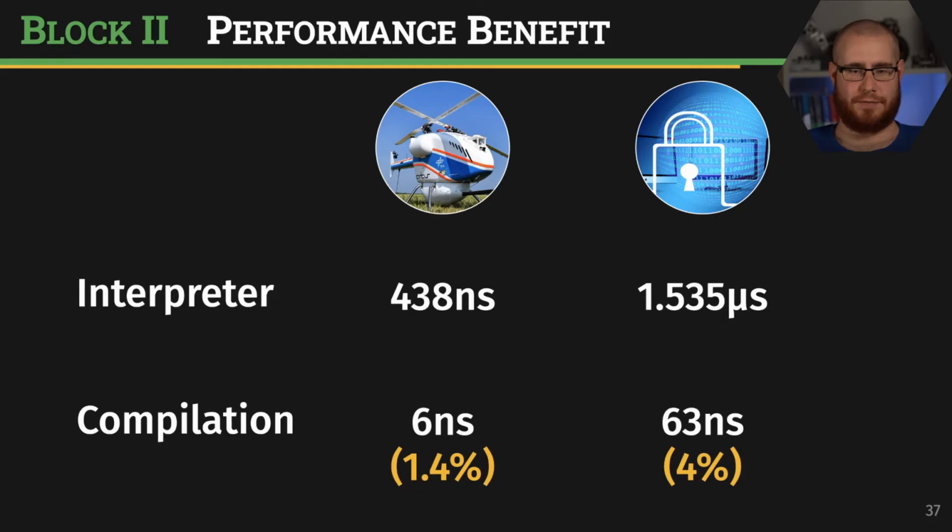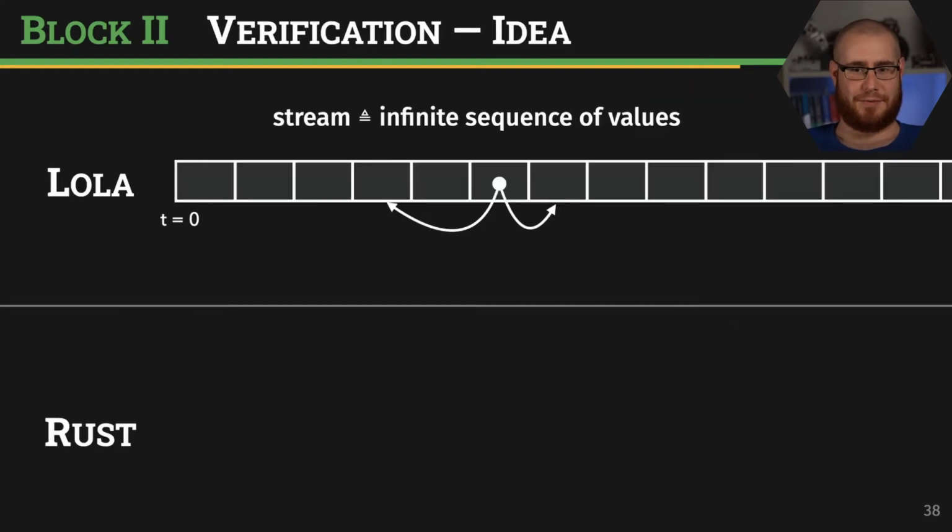And for a more involved example, we took a network specification, and here the interpreter needed 1.5 microseconds per event, whereas the compilation still needs 60 odd nanoseconds, which is around 4%. So we have a huge gain in performance here. However, even the best gain in performance is no use if it's not correct. So let's talk about the verification of the monitor.